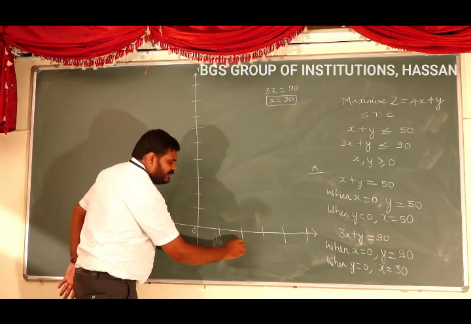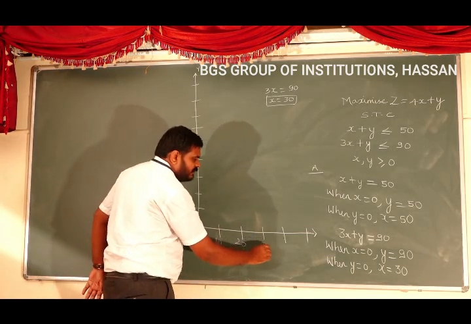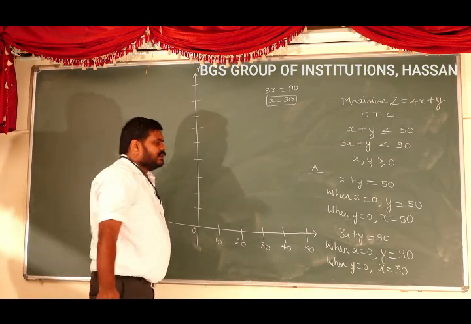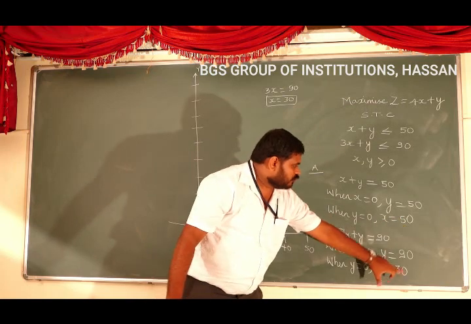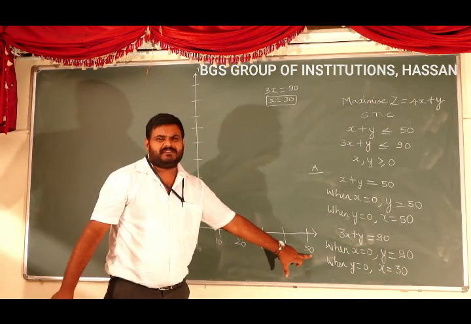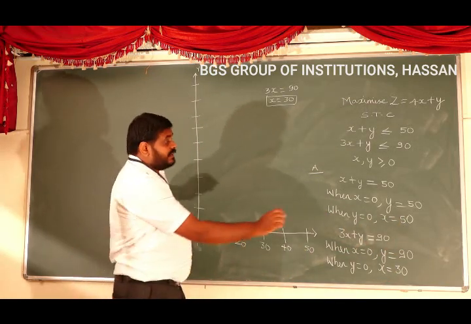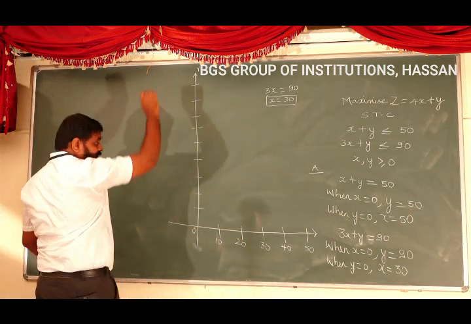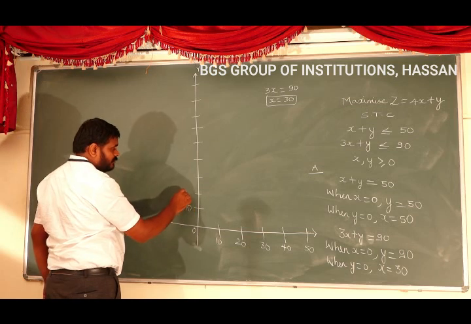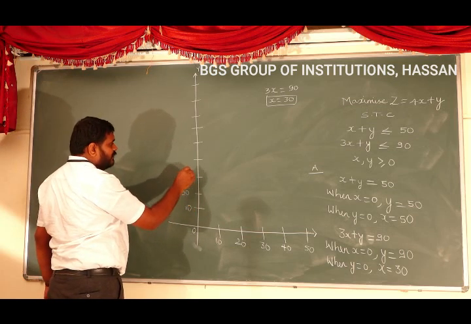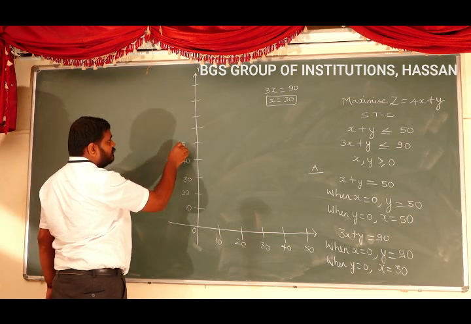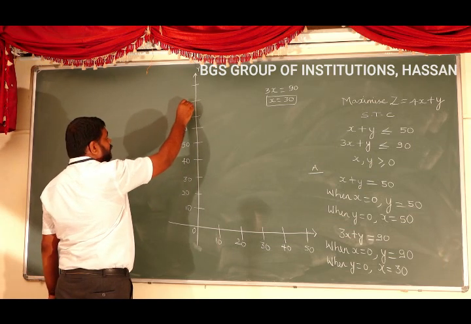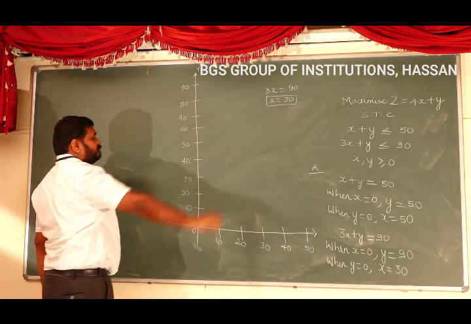Take x times 10, so it will become 20, 30, 40, 50. Because the highest x value in these two is 50, I need only 50. That's enough for me. But in case of y, there is one value of 50 and another of 90. I need to go until 90 at least: 10, 20, 30, 40, 50, 60, 70, 80 and 90.